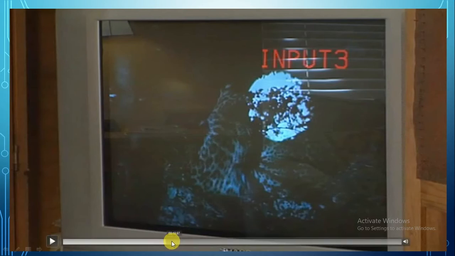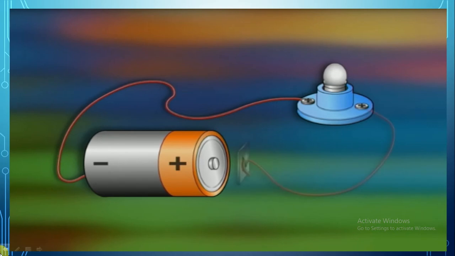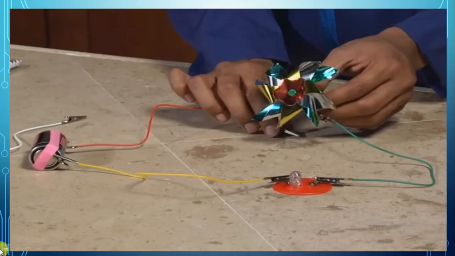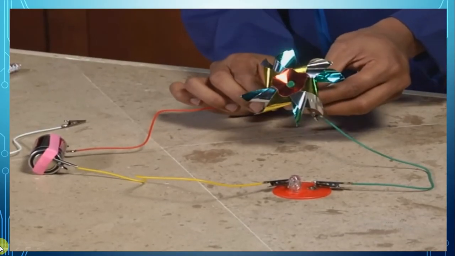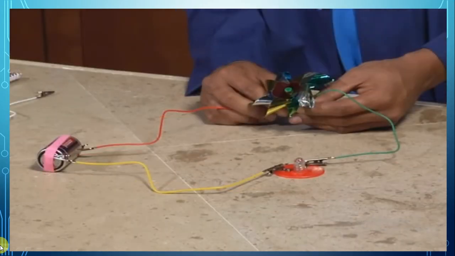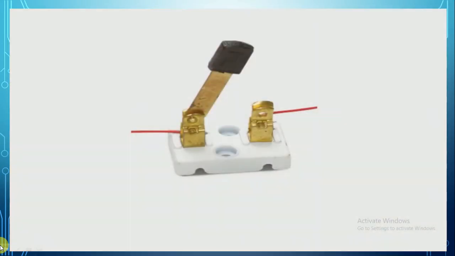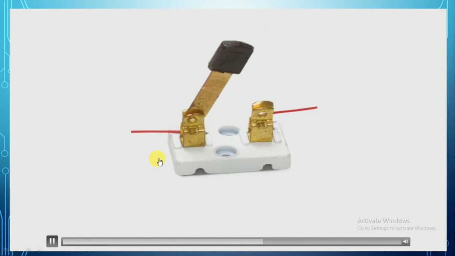Excellent. Okay, let's continue. The path a controlled electric current flows through is called a circuit. A circuit must be unbroken with no gaps, or a closed circuit, for electric current to flow through it. When a circuit has a broken path, it's called an open circuit. A switch can provide an easy change between closed and open circuits.